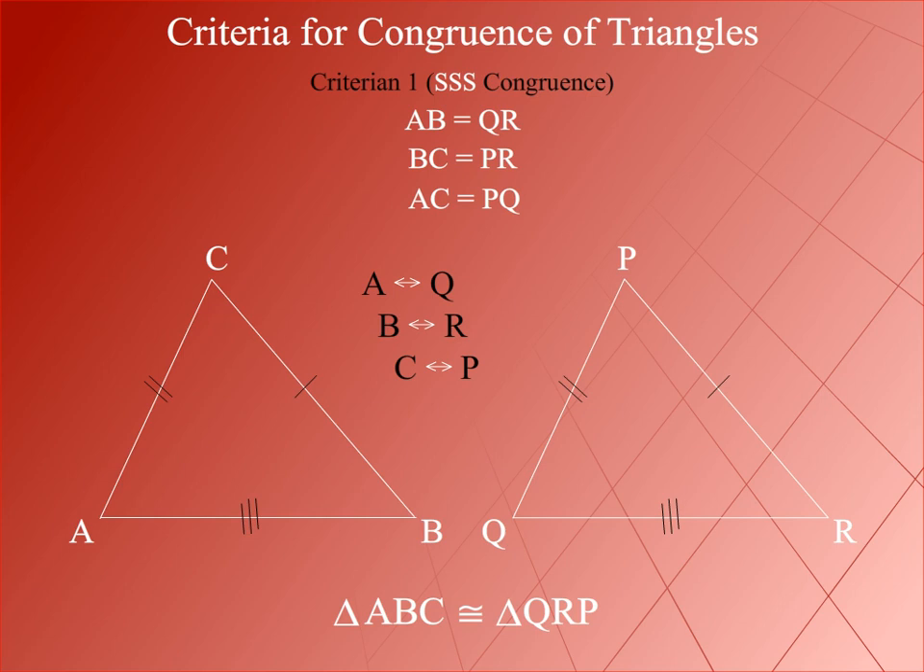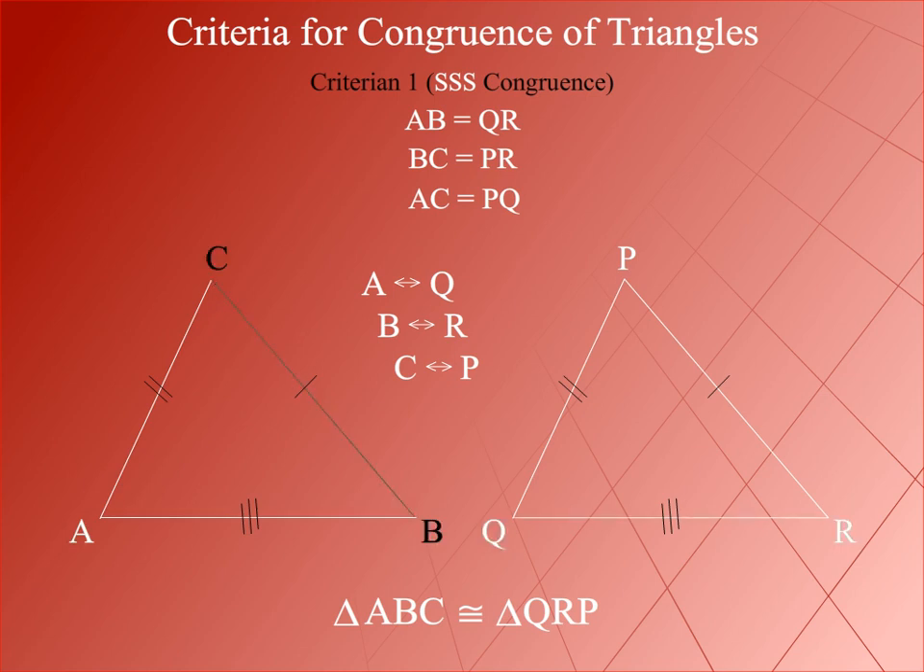The order of the letters in the names of congruent triangles displays the corresponding relationships. Thus, when you write triangle ABC congruent to triangle QRP, you mean that A lies on Q, B on R, C on P, AB along QR, BC along RP, and AC along QP.